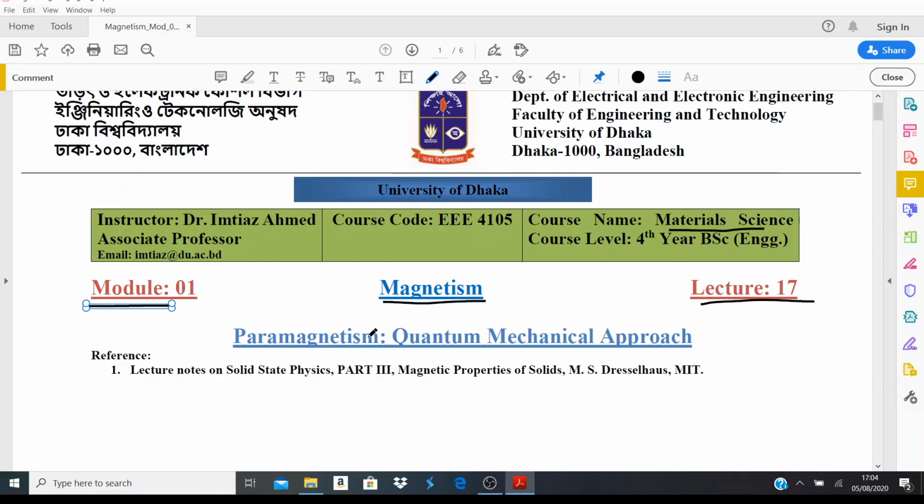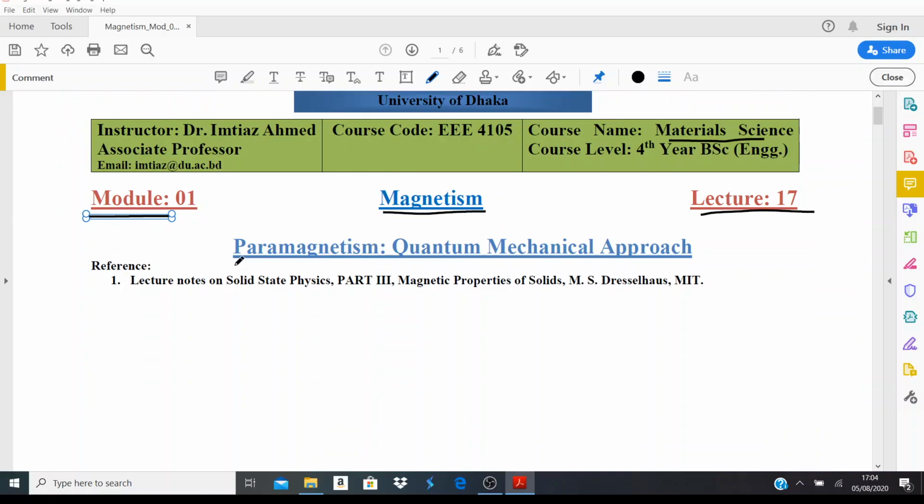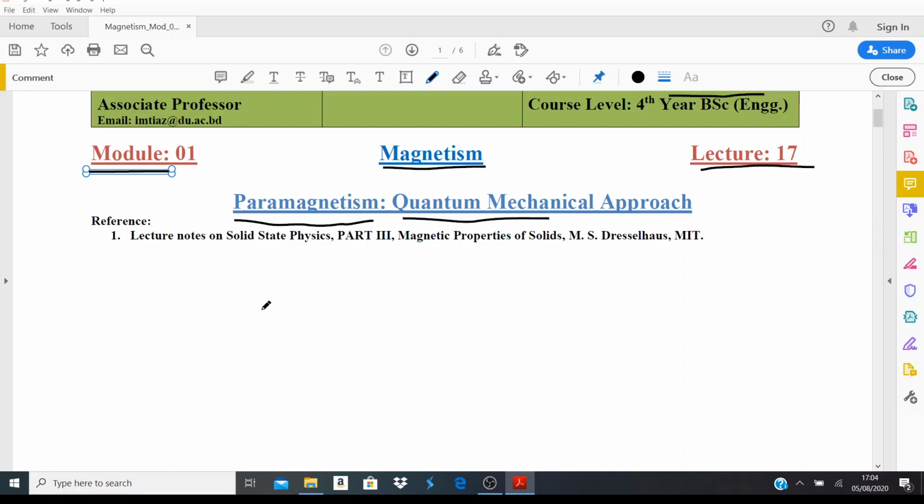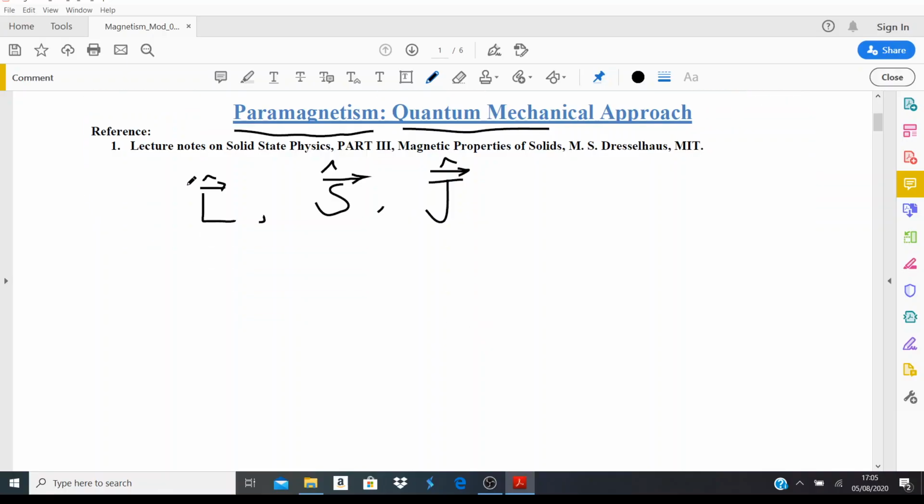If you recall, in the last lecture I mentioned that to understand paramagnetism in a quantum mechanical setup, you really need to understand three different types of angular momentum, right? Those are the orbital angular momentum of the electron, the spin angular momentum of the electron, and then the total angular momentum of the electron, denoted by J. In this lecture I will discuss the first one. So let me start.